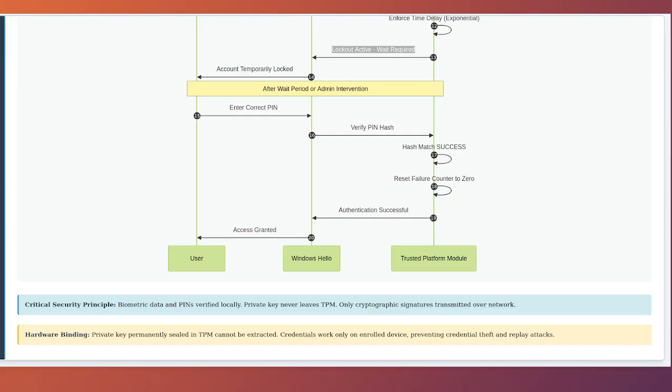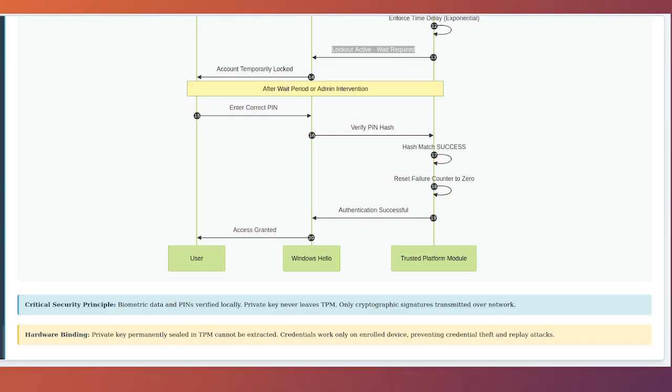The hardware-based protection provided by the TPM means that even if malware gains administrative privileges on the device, it cannot extract the Windows Hello private key or the biometric templates. The TPM's hardware isolation ensures that these secrets remain protected by silicon-level security mechanisms that software cannot bypass. This is why Windows Hello with TPM provides such strong security properties and why it is suitable for high-security environments including government agencies, financial institutions, and healthcare organizations that handle sensitive data and face sophisticated threats.